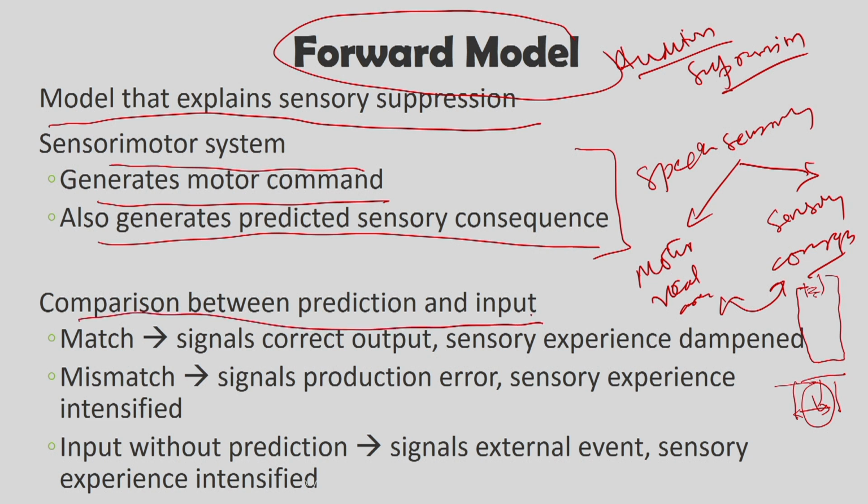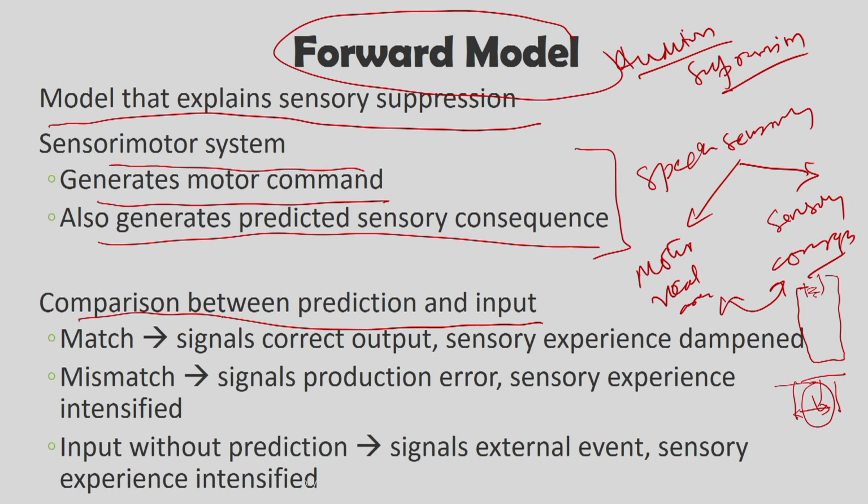Now, comparison between prediction and input. The somatosensory system, while producing speech, will send a motor command to generate a voice, and this will be the input to the ear. At the same time, it will also produce something called the consequence. It will produce a signal for what consequence will happen due to this particular motor command, or what sound it is going to hear. It will tell the ear. Now, if there is a match between what the ear is hearing and what has been suggested to the ear that it will hear, then there will be a dampening of the sound that you are hearing from the ear.